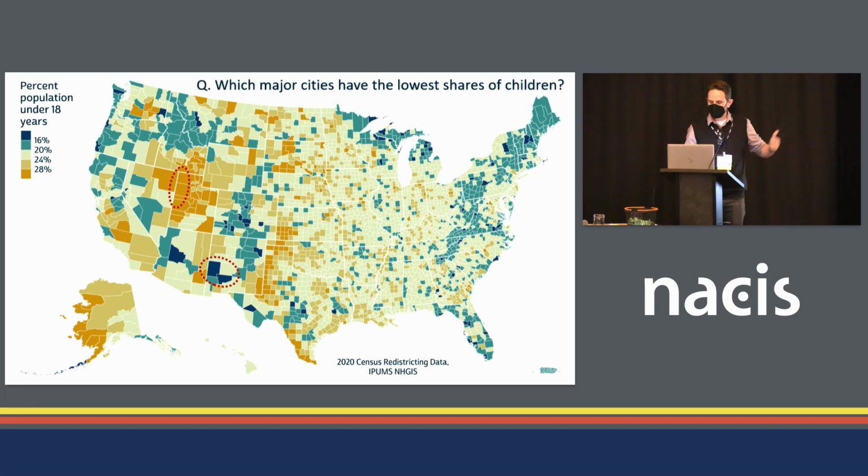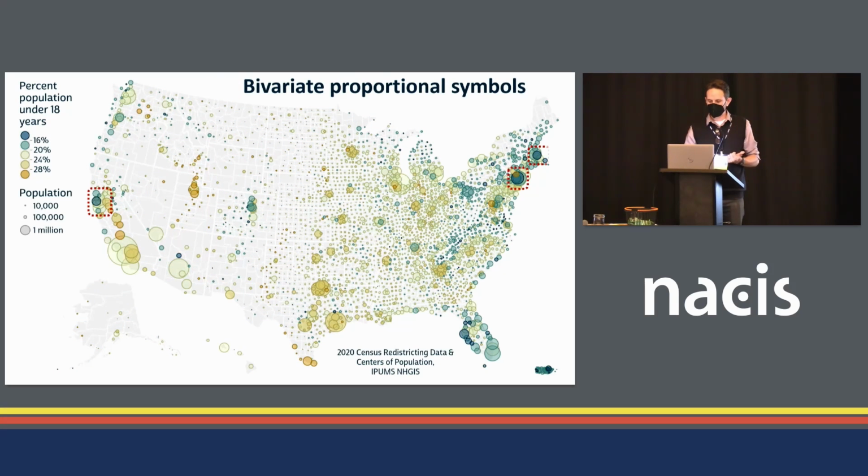Which major cities have the lowest shares of children? Well, we have several major cities that are in the smallest counties in the country. It is really hard to see those on this map. Here, it is easy to see that San Francisco, New York, and Boston all have very low rates of children. I couldn't tell you that at all from the choropleth map.